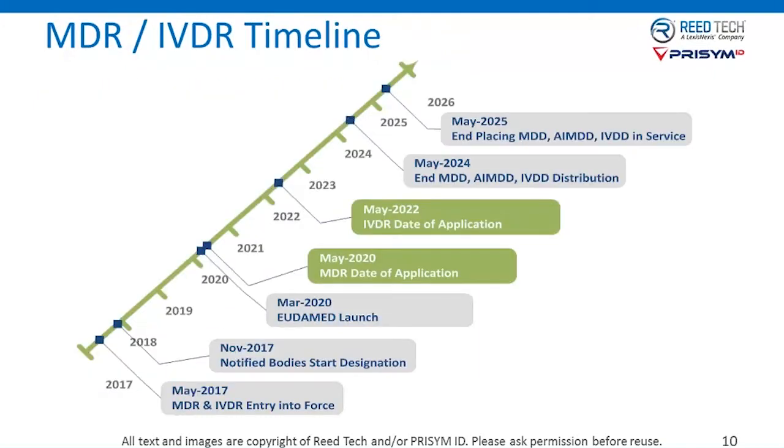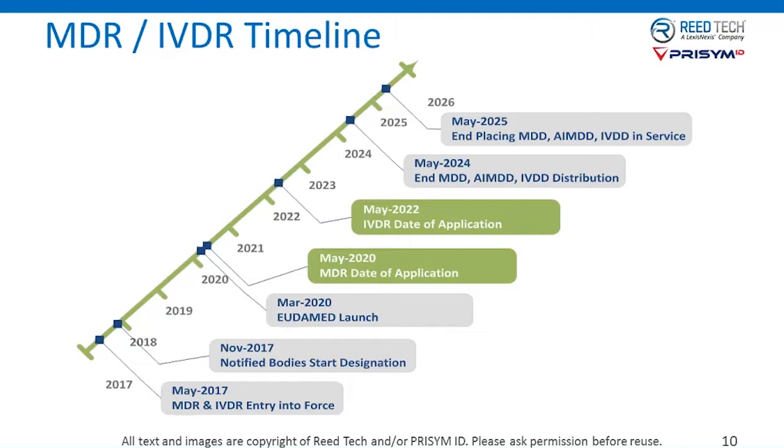We'll take a quick look at the timeline here. Right now, we're in the bottom left-hand corner, around November this year, about the time that notified bodies have started to be designated. The regulations themselves, we mentioned MDR and IVDR here. The conversation we're having today, we're mostly talking about medical device regulations, but there are parallel regulations for in vitro diagnostic devices as well. Very similar timelines. So we're putting both of them onto this timeline here.